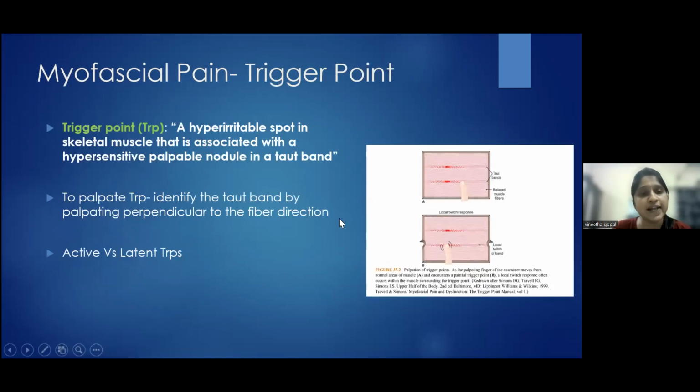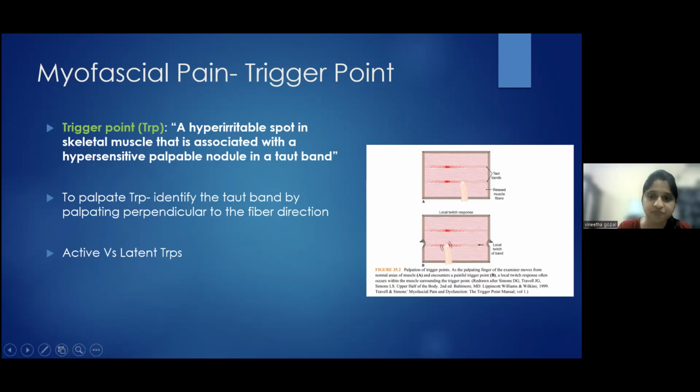Then coming to what exactly is a trigger point. So this is a definition of trigger point: a hyperirritable spot in a skeletal muscle that is associated with a hypersensitive palpable nodule in a taut band. You look here, these are normal muscle fibers, and this is the taut band. So first you palpate for the taut band. Within this taut band, there will be a nodule, some nodularity will be there. And within that nodule, the most exquisite point of tenderness is what is actually defined as the trigger point. Or in simple terms, you can just take that nodule as a trigger point.